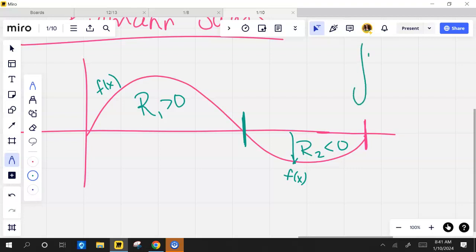Did you learn this yesterday? What? No. Okay, I'll stick with this later.